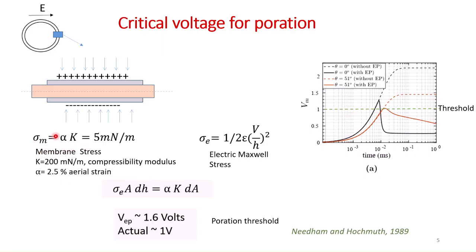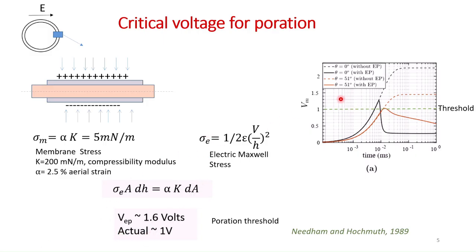Okay, so this is the expression for the elastic stress. And as Samir had mentioned in the morning, if it reaches a value of lysis tension, which is roughly around 5 millinewtons per meter, the cell can give way to pores. So if you just balance these terms, it's a very rough calculation, you get that at a voltage of around 1.6 volts, your pore should form. And if you do very deep theoretical analysis, and in fact the convention in the literature, now everybody accepts that a transmembrane potential of around 1 volt can lead to pore formation.